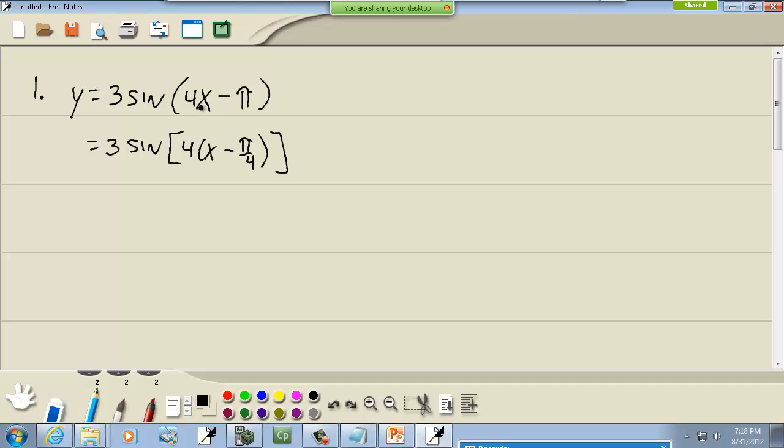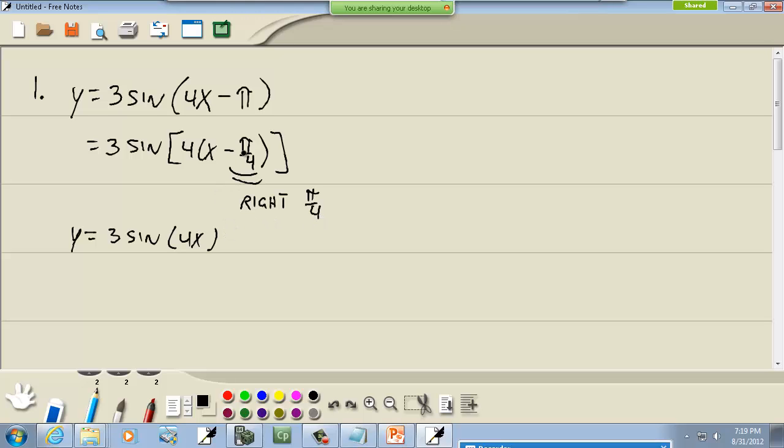Now when you factor it out, factor means divide out. We're going to divide this number by 4, so that's why we got pi over 4. Okay, now that we've done this, we're going to look at this. So this is going to shift it left or right, opposite of what you think, unless you think backwards. The negative pi over 4 would make us think it goes left pi over 4, so it's really going to go right pi over 4. Now we're going to graph y is equal to 3 sine of 4x. So we ignore that negative pi over 4, and then once we get our graph, we're going to shift the entire thing right pi over 4 places.